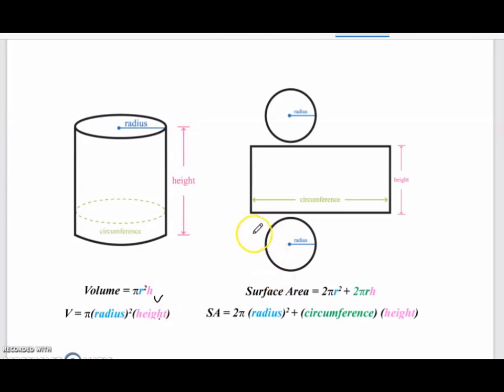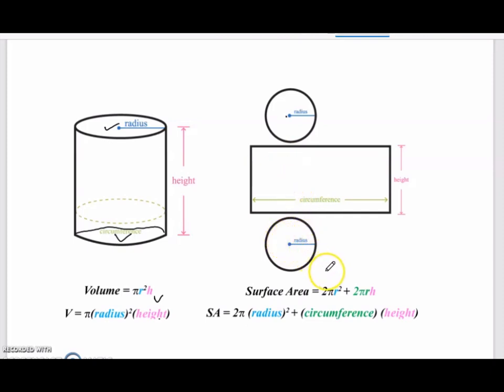Now for the surface, if you look at the surface of the cylinder, it is having two circular portions. This is one circular portion and this one is another circular portion. So two circles are there and one rectangle is there. If you try to join the two ends of this rectangle, it will form a cylinder, an open one. And if you want a covered cylinder, then you need two circular ends.